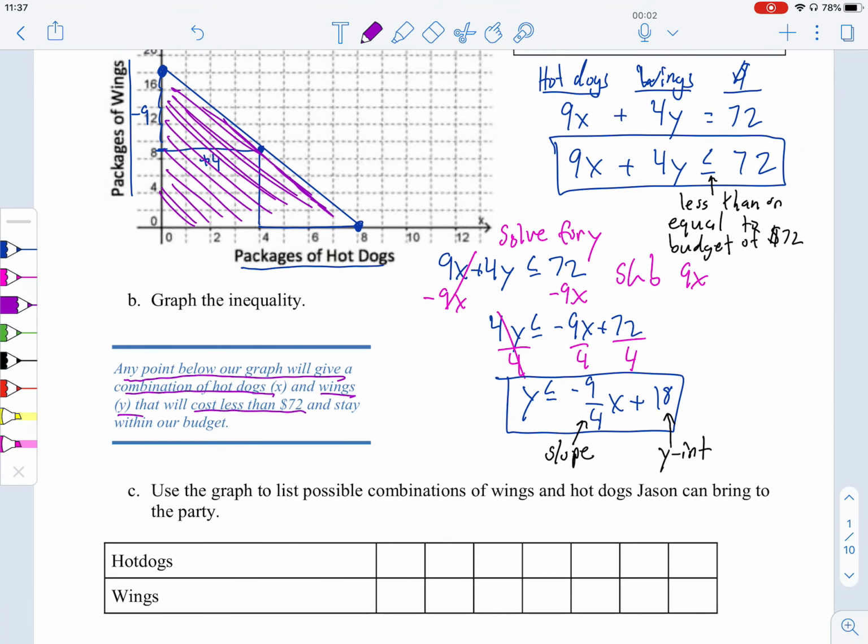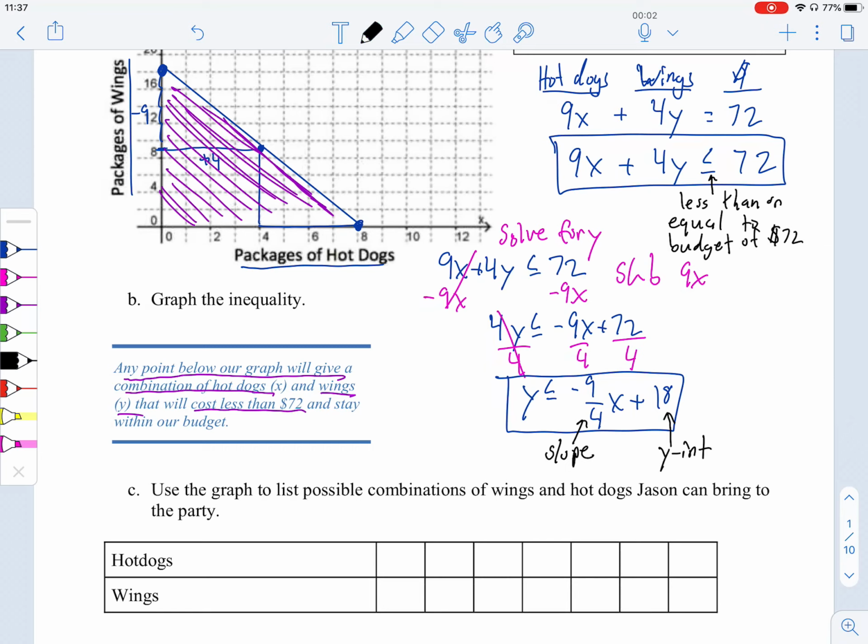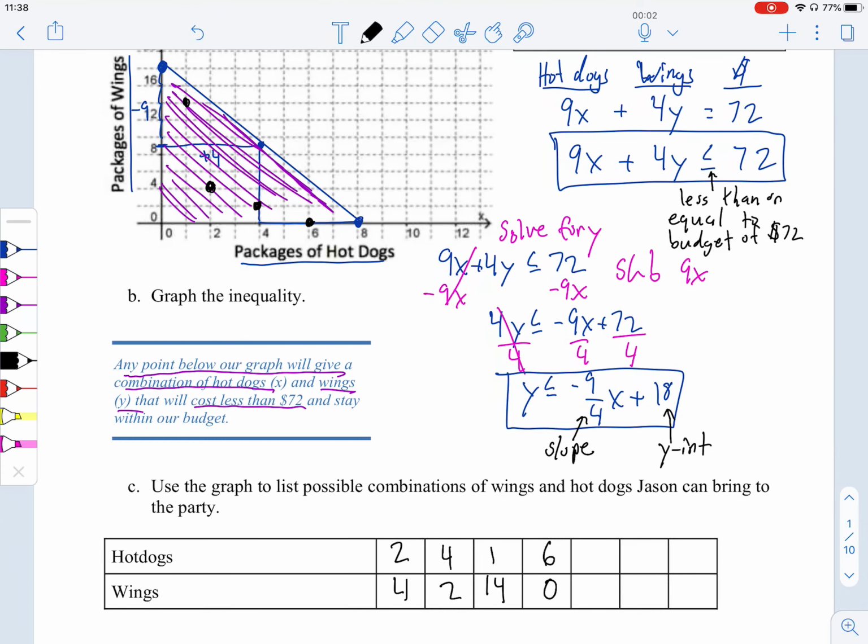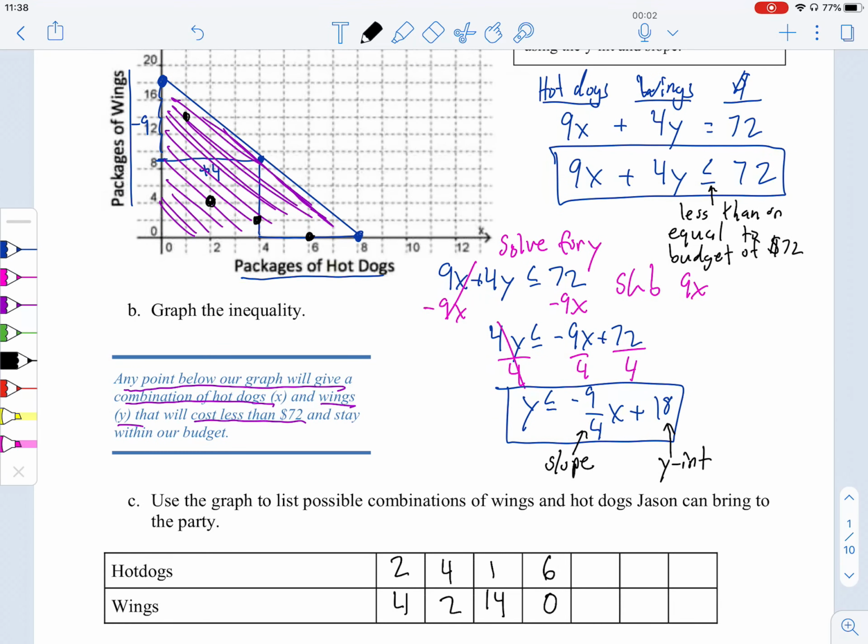So possible combinations that we can write in here. So we pick any point in here. So here's 2, 4. 2 hot dogs, 4 wings will cost less than $72. 4, 2. That's another one. 4 hot dogs, 2 wings will cost less than $72. So any point within here, like 1, 4, 1 hot dog, 4 packages of wings will cost less than $72. We can do all these points. We get to this point right here, 6, 0, 6 hot dogs, 0 wings. That's another example. Cost less than $72.